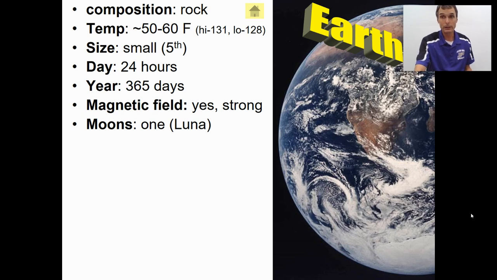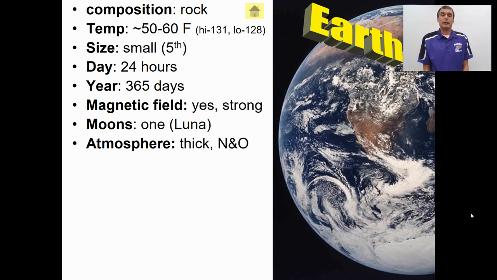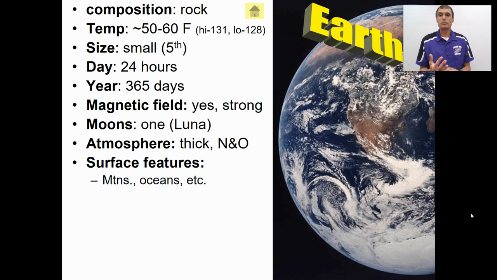That's why it's called a lunar eclipse. It has an atmosphere that is quite thick and made of 78% nitrogen and 21% oxygen, which is always confusing because people think it's all made of oxygen, but it's not really. And the other 1% is made up of all the other gases that we have here on Earth. They're called trace gases because they're in tiny amounts. Lots of surface features: mountains, oceans, plateaus, volcanoes, valleys. There are craters on Earth.